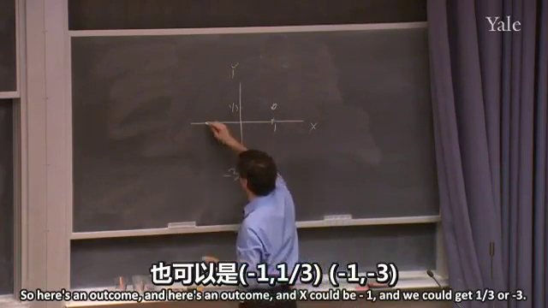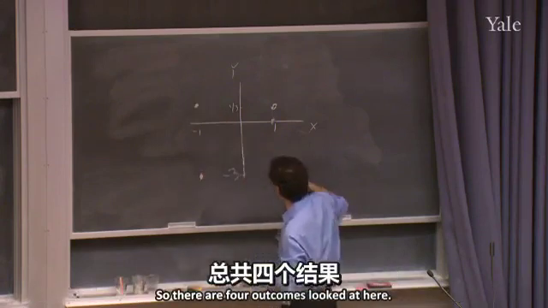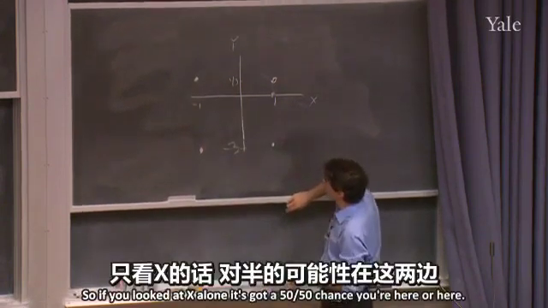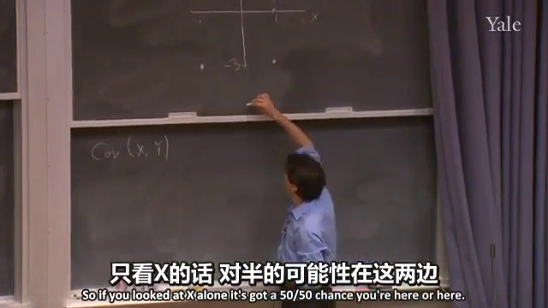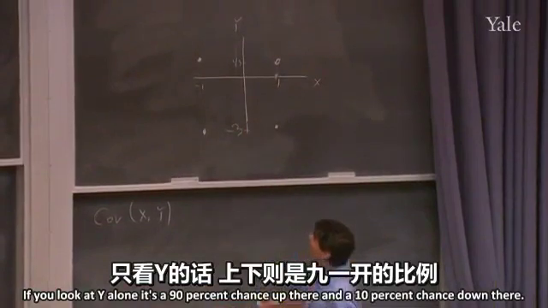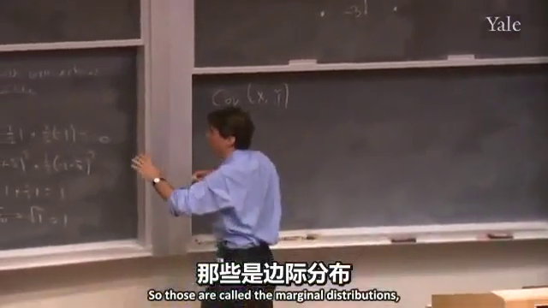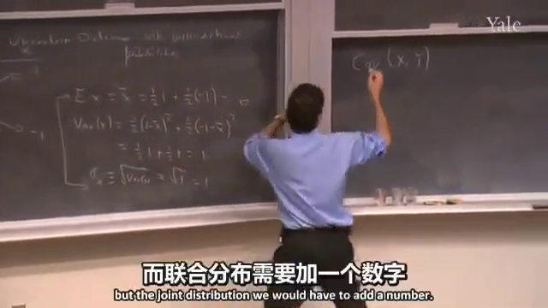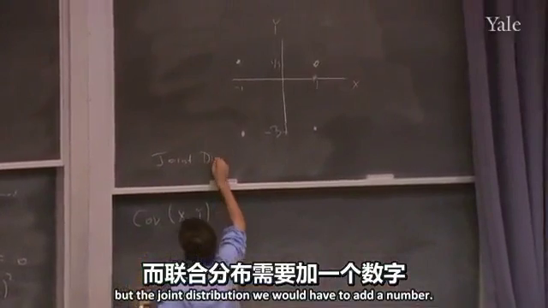And x could be minus 1, and we could get a third or minus 3. So there are 4 outcomes which we look at here. If you looked at x alone, it's got a 50-50 chance you're here or here. If you look at y alone, it's a 90% chance up there and a 10% chance down there. So those are called the marginal distributions. But for the joint distribution, we would have to add a number.